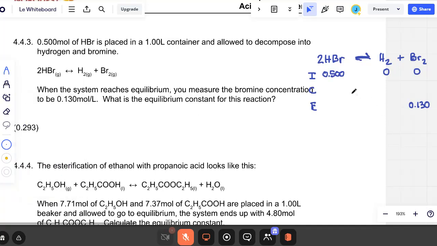So what happened? We want a number in the change row, and this is the obvious one. Bromine went from 0 up to 0.130, so that has to be 0.130. And now that we have this, the coefficients let us fill in the rest of this row. Hydrogen and bromine are 1 to 1, so they would both be the same number. HBr has a coefficient of 2, so it's twice as big, 0.260. And if bromine went up, hydrogen must also go up, and that means HBr must go down. 0.500 minus 0.260 leaves us with 0.240 for the HBr, and nothing plus 0.130 is 0.130.